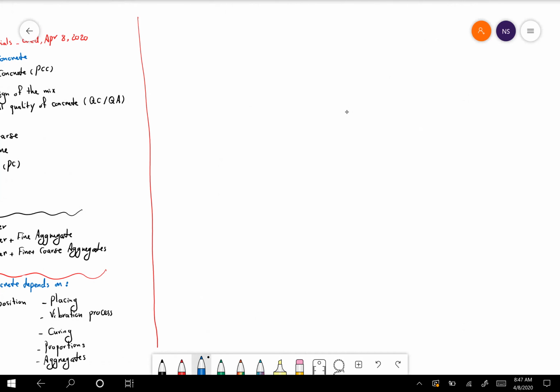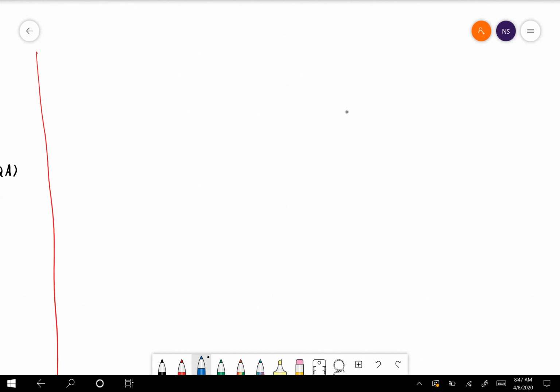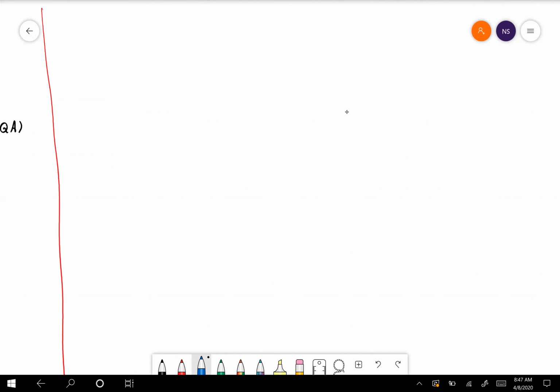And then again, the most important thing about the concrete is to design the proportions. So, proportioning of concrete mixes. Or most of the time we call this briefly mix design. Whenever we talk about mix design, we are basically determining the proportions of the concrete mix.